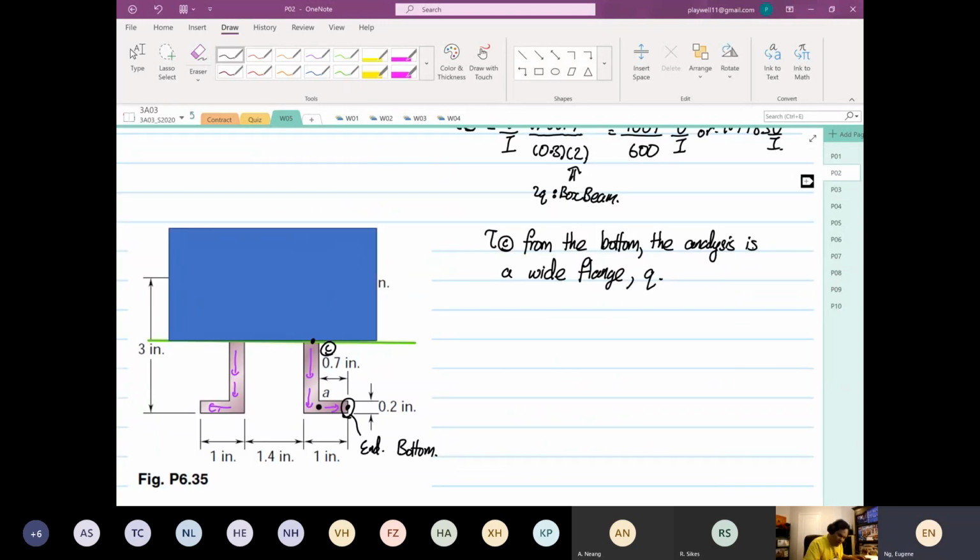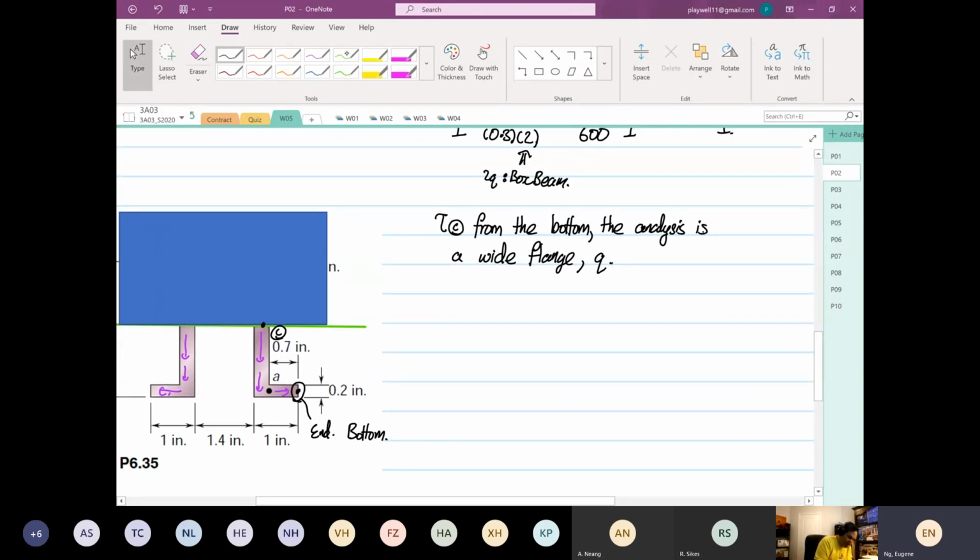So point C is from the bottom and the analysis is a wide flange. When that's the case, the area to consider is only the one that I'm shading in green. Remember what I told you, this topic only has two formulas: q equal to V over I multiplied by Q, and the shear stress is VQ over IT. But the confusing part is the analysis, when to apply what.